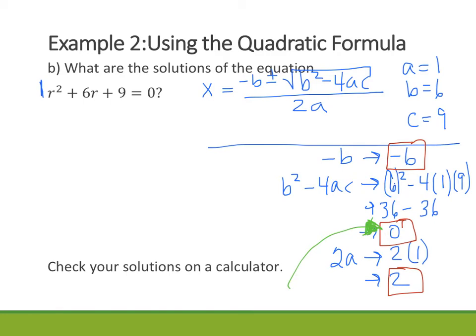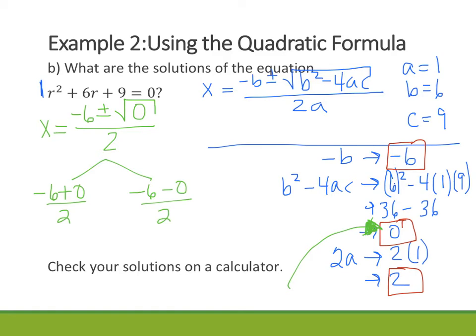If I put this into the formula, I would have x is equal to, now, negative 6 is my negative b, plus or minus the square root of, my discriminant is 0, and 2 times a is 2. Now remember we split those, so negative 6 plus 0 over 2, and negative 6 minus 0 over 2. Now remember that where I'm getting that 0 from here is that the square root of 0 is 0. Okay, so the square root of 0 is, in fact, 0.